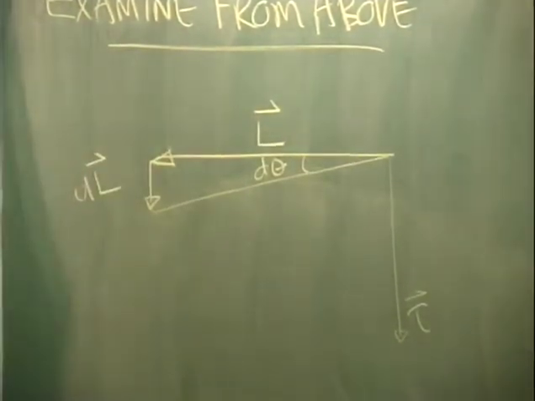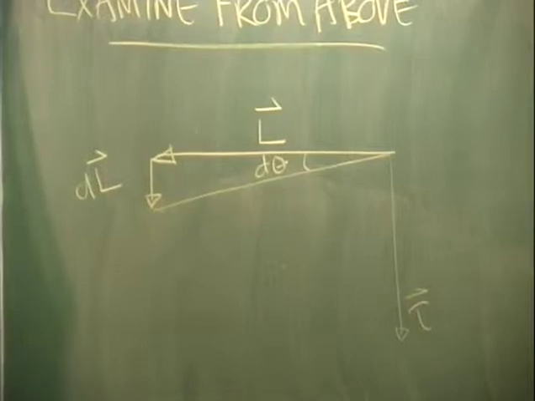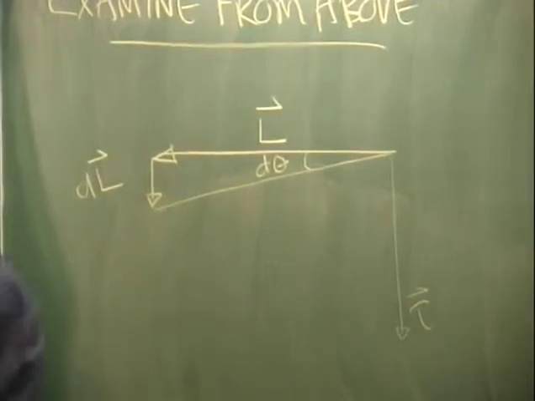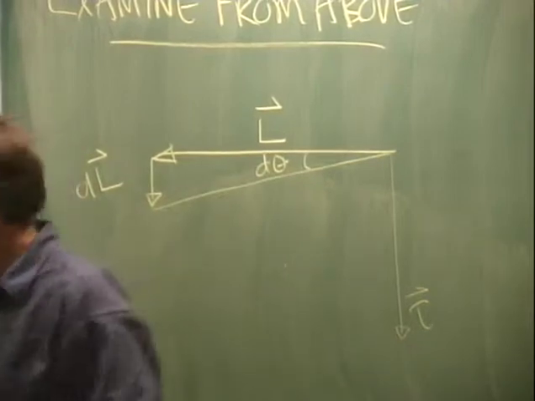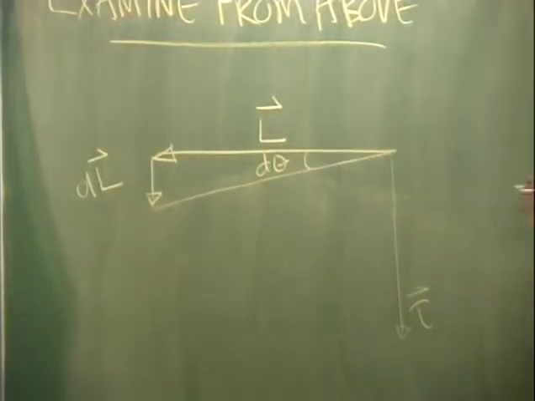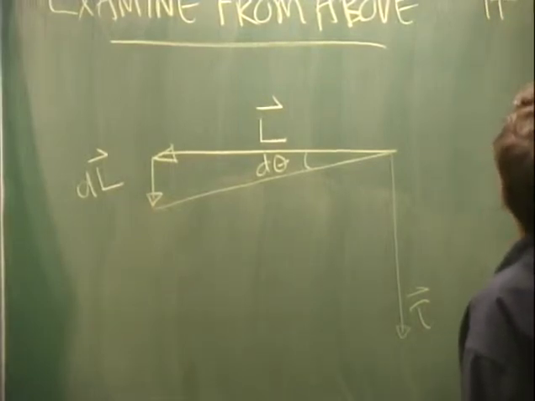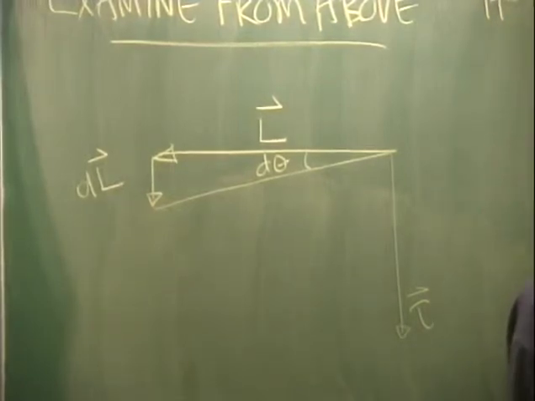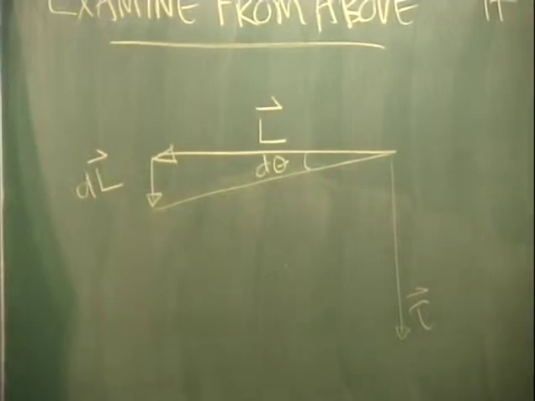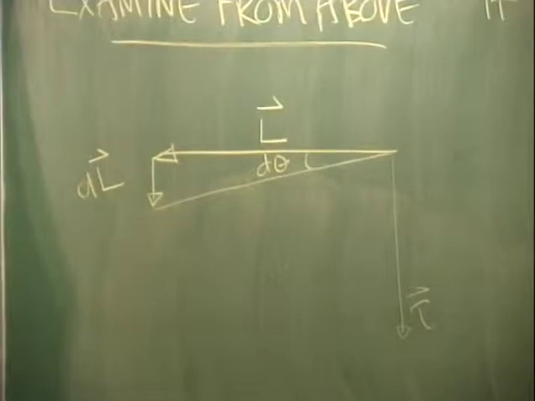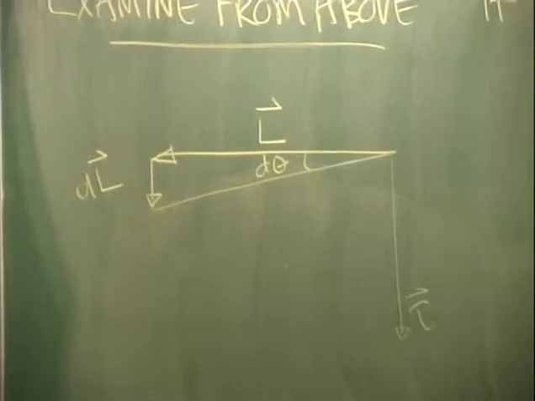So instead of pointing in that direction, it's now pointing slightly out of the board. This thing has now rotated into this position, and it's going to rotate all the way around. That's precession. And what I'd like to do is calculate the angular velocity of the precession. You understand what I'm talking about, the precession?